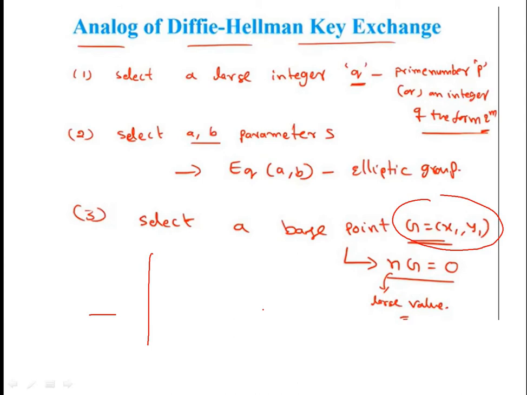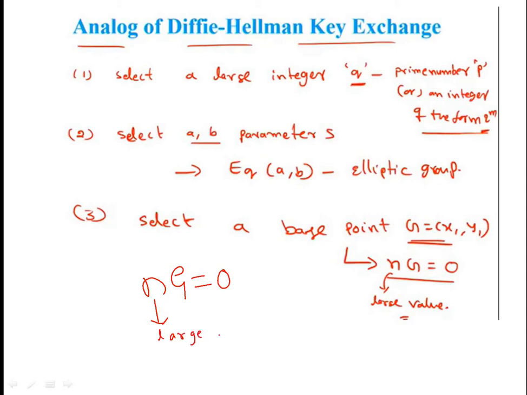We need to select one more point on the elliptical curve, which we call G, having the value x1, y1. So the x-axis value is x1, the y-axis value is y1. Then we need to find nG, that is equal to 0. What is n here? N is nothing but any large value we can consider.